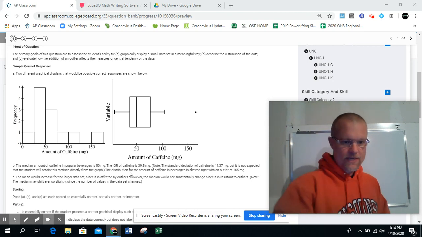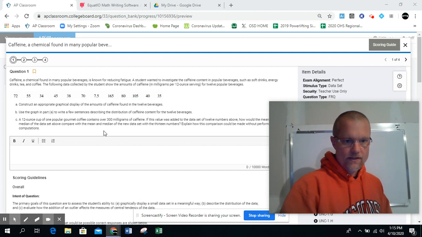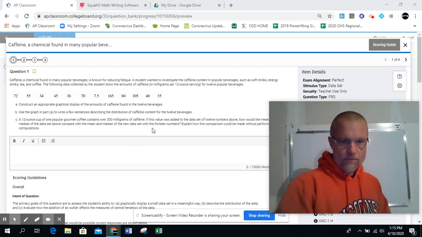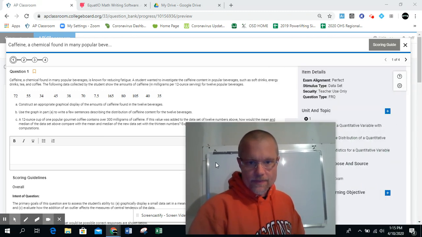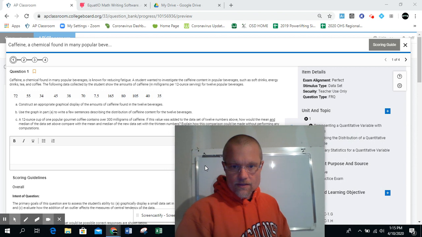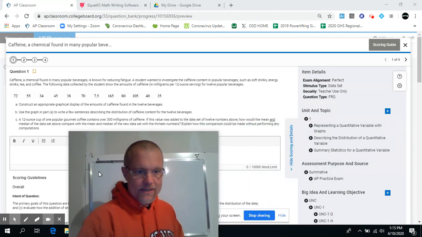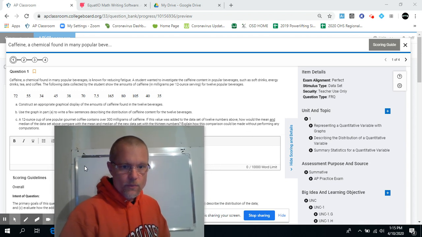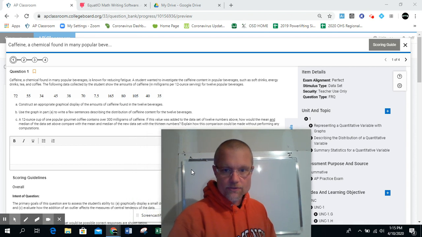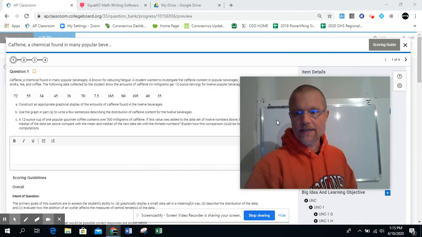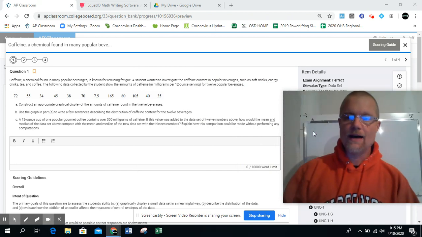Okay, part C. Part C says, okay, you put another drink in there. 300 milligrams of caffeine, holy smokes, was added to the data set of the 12 numbers. How would the mean and median of the data set compare with the mean and median of the new data set with the 13 numbers? Explain how this comparison could be made without performing any calculations. So what do we know about, this is a major outlier at the top.